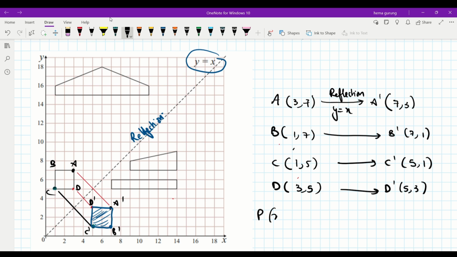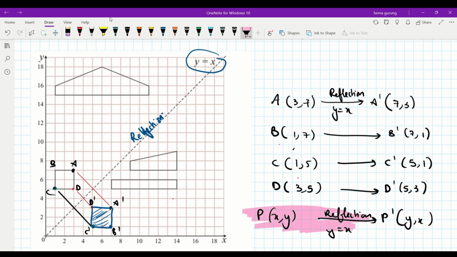So that means if I have to write the rule of the reflection for a point about y equals x, it will be (y, x). That's the rule for the reflection about y equals x. Similarly, you can try for other three figures. I hope it's clear whatever we did. We did reflection in the x-axis, y-axis, on the horizontal line, vertical line, and the reflection about y equals x.